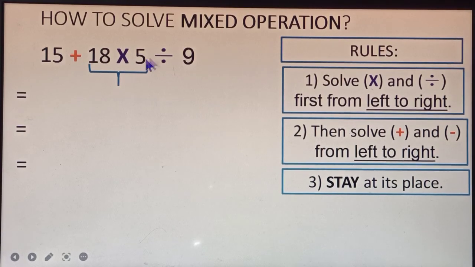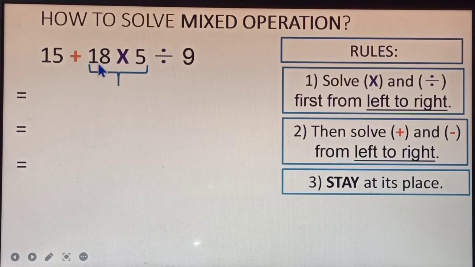Because of where? From left to right. Since there are two, multiply and divide at the same time, two operations that must be solved in the first step, we have to follow the steps. So which one first? From the left first. Multiply first, from left to right. Remember that step. Even though both must be solved first, we have to follow the rules, which is from left to right. It means step by step.